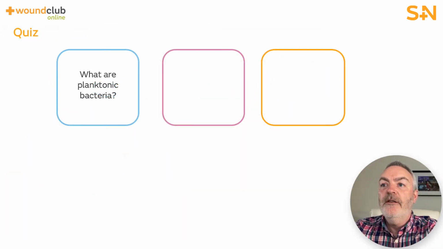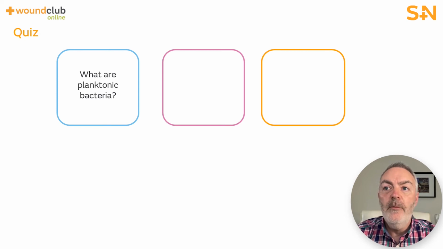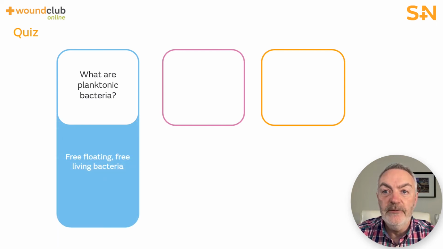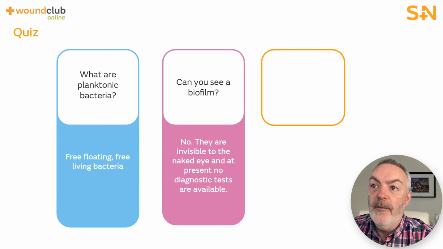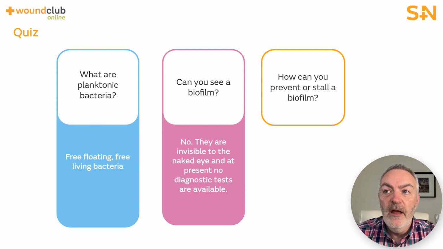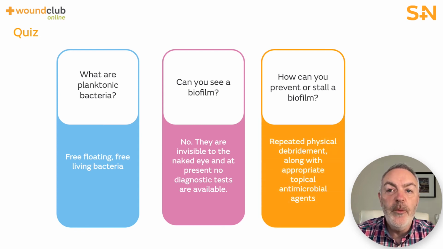Now, to check your knowledge and understanding, try and answer the following quiz questions. Question 1. What are planktonic bacteria? They are free-floating, free-living bacteria. Question 2. Can you physically see a biofilm? No. They are invisible to the naked eye, and at present no diagnostic tests are available to see the biofilm. Question 3. How can you prevent or stall a biofilm? Repeated physical debridement along with appropriate topical antimicrobial agents will prevent or stall a biofilm.